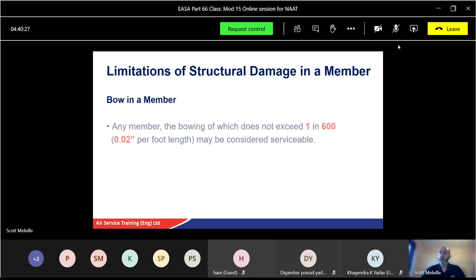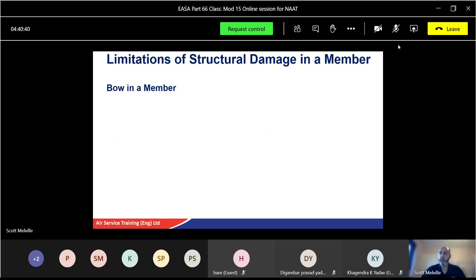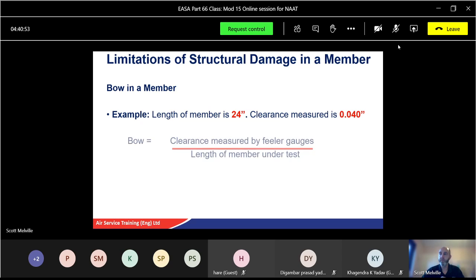Remember, bowing which does not exceed what's called the 1 in 600 rule, in other words 20 thou of an inch per foot length, can be considered serviceable. So what do I mean by that? For example, I've got a connector with a length of 24 inches. The clearance measured is 40 thou of an inch.